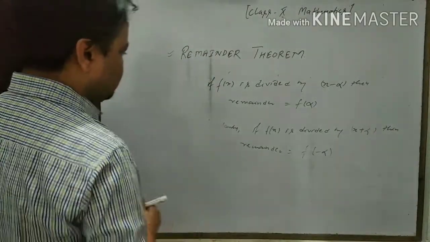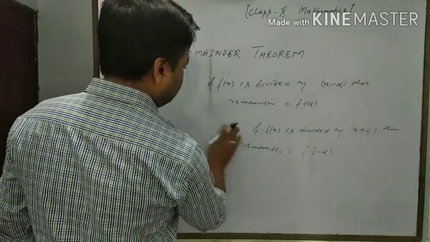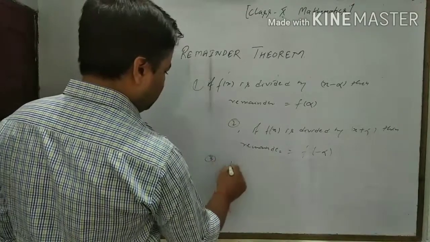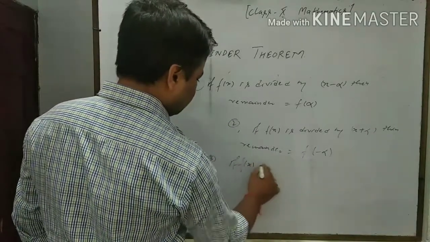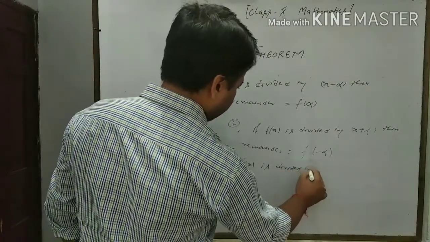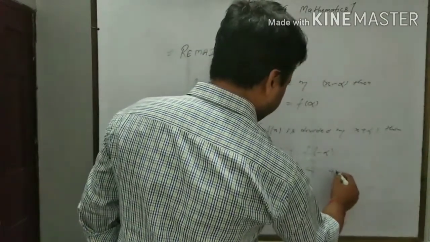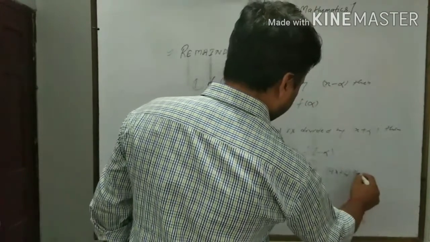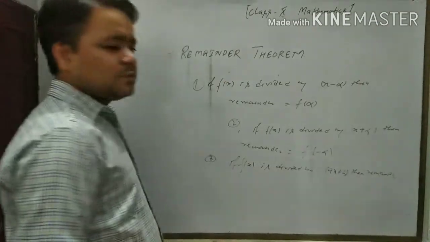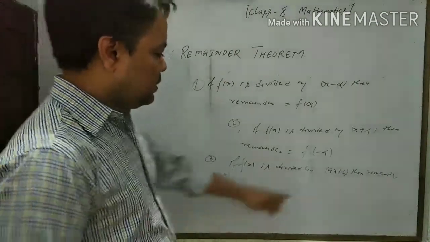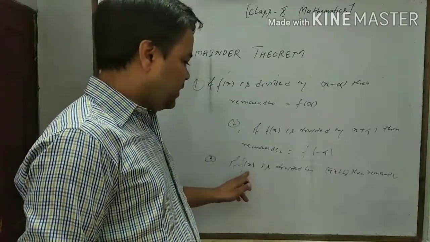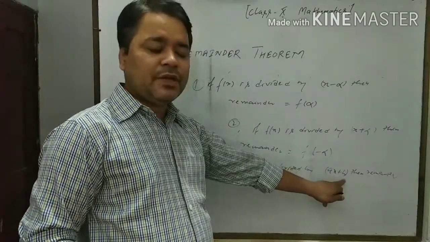If this was the first case, second, now third. If f(x) is divided by ax plus b, then the remainder... Ax plus b means the polynomial, here f(x) is the dividend, and here ax plus b is the divisor.